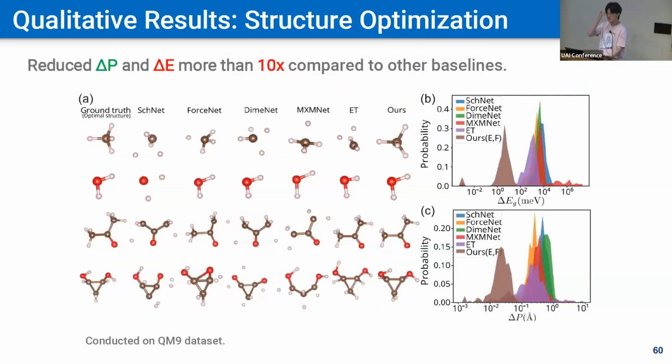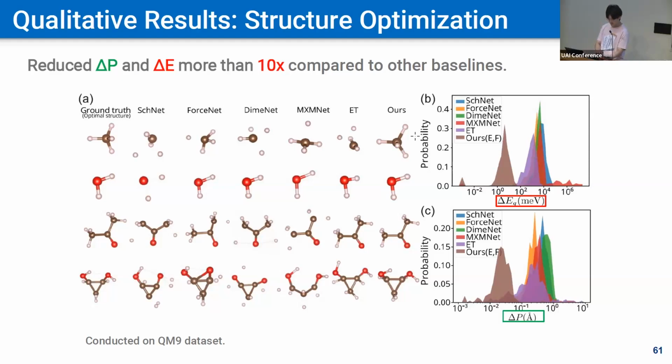Next, for the QM9 dataset, we conducted a comprehensive set of optimization experiments. In this phase of our investigation, we utilized our two new metrics, the energy difference and the structural deviation between the ground truth and the optimized molecule. As you can see in the table on the right side, our model reduces both metrics by more than an order of magnitude, achieving more than a tenfold decrease compared to the existing baselines.